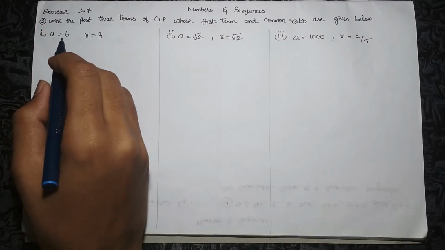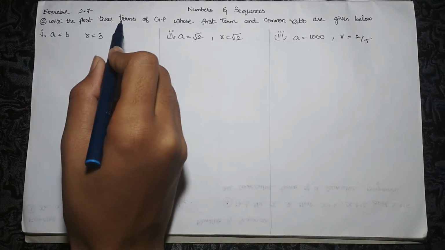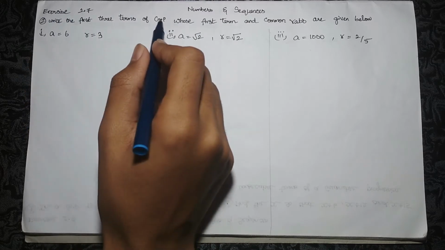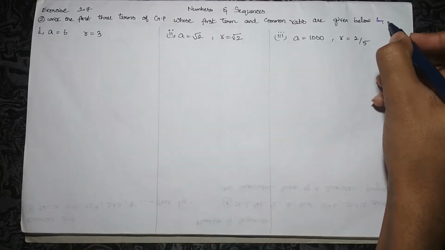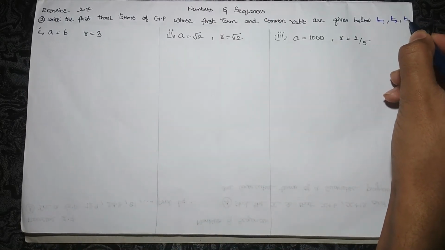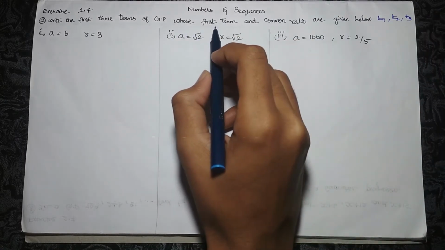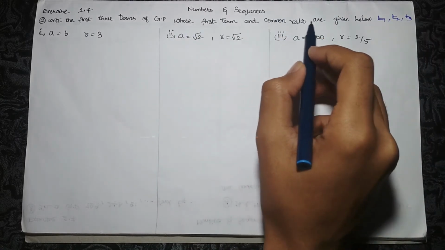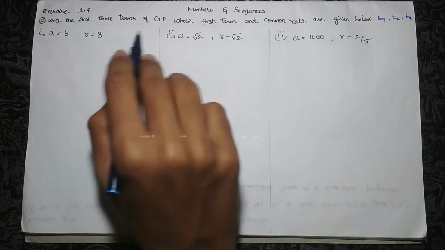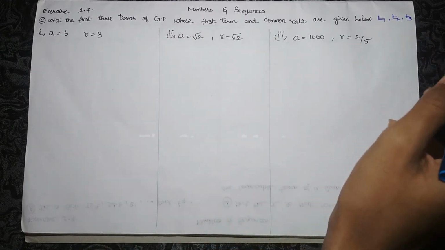Here in the second problem, write the first three terms of the GP. First three terms means T1, T2 and T3. We have to find them, whose first term and common ratio are given below. First term and common ratio are given below. We have to find T1, T2, T3.